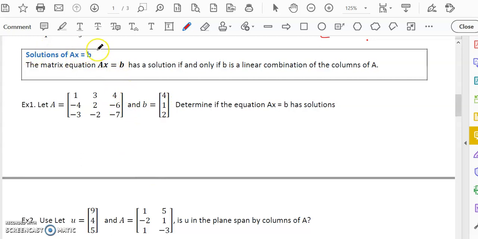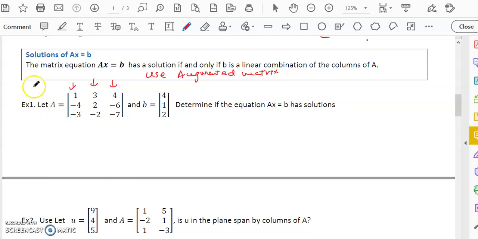So the solution of AX equal to B exists if B is a linear combination of columns of A. Use every one of them as a column matrix, and then try to see how I can do a linear combination. And how do we solve? Last time we used the augmented matrix. We can use the reduced row echelon form and look at the answer.